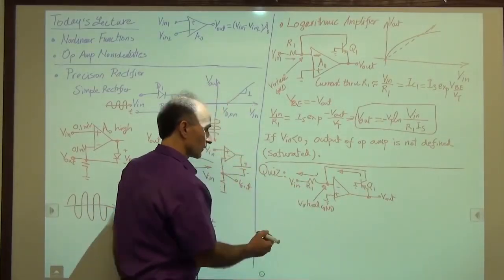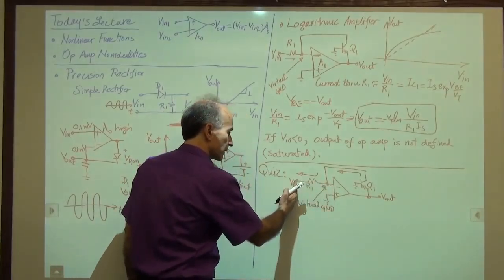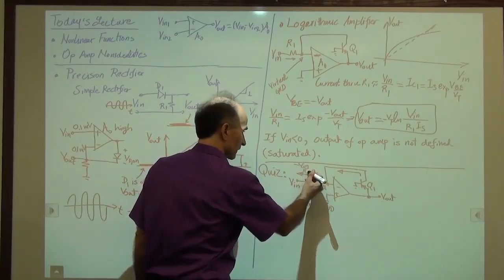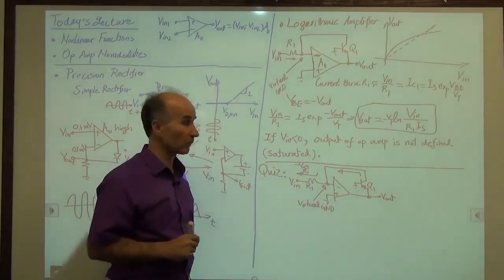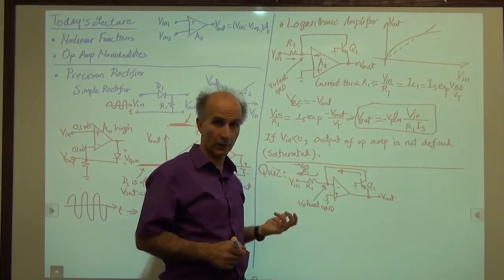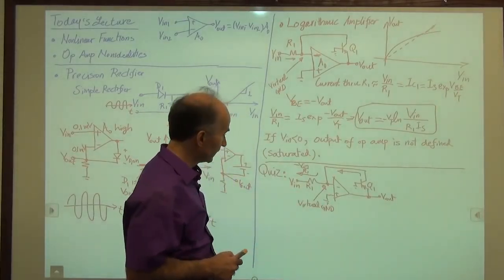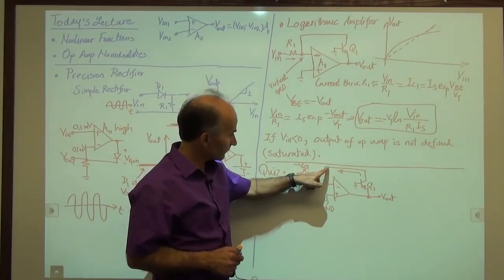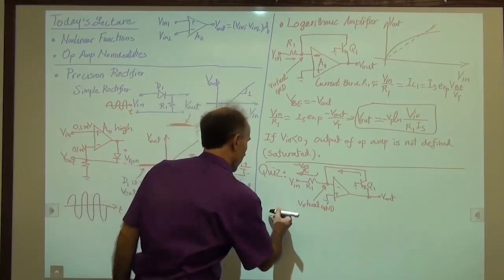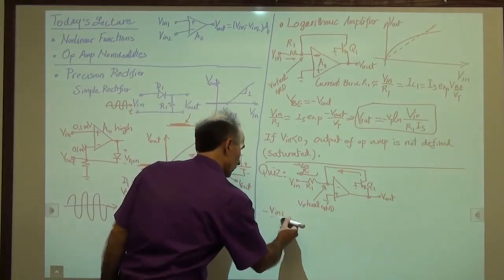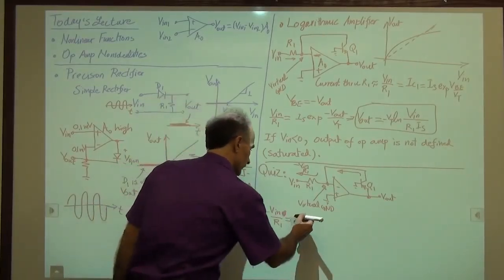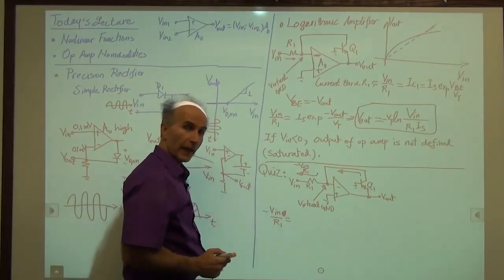So let's write this current. This current is how much? This current is 0 minus Vin over R1. So this is minus Vin over R1, right? Previously it was Vin over R1 going this way, so it's minus Vin over R1 going that way, regardless of what Vin is. All right, now this current has to come from this bipolar transistor. So we can say that minus Vin over R1 is equal to the collector current of Q1.